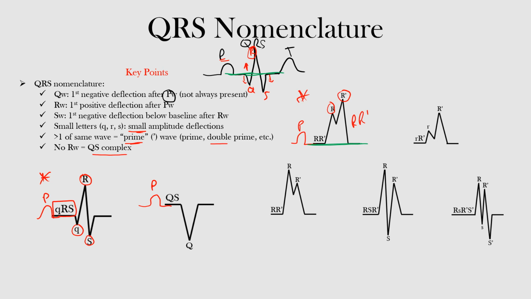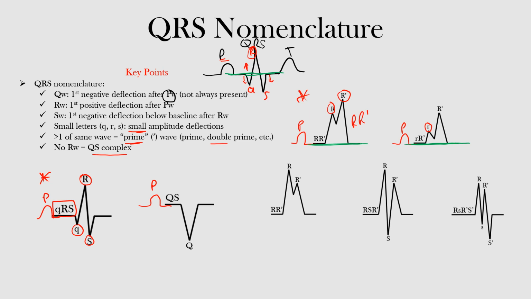If we move to the right, we see another R prime complex. Again, we have our P wave before. And then the first complex is positive going upwards, small r because of the small amplitude of it, but it's still an R wave. And then we have another R wave after. Notice that negative deflection does not go below baseline, so we don't call it an S wave.